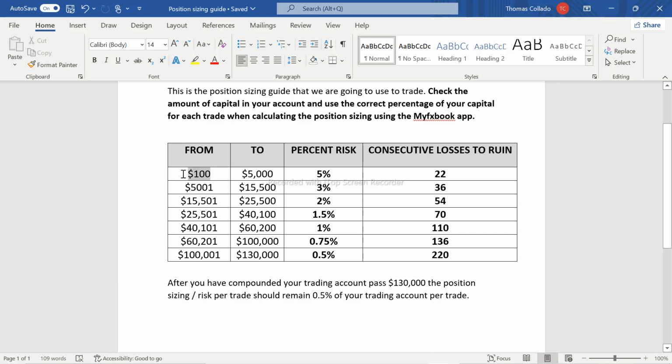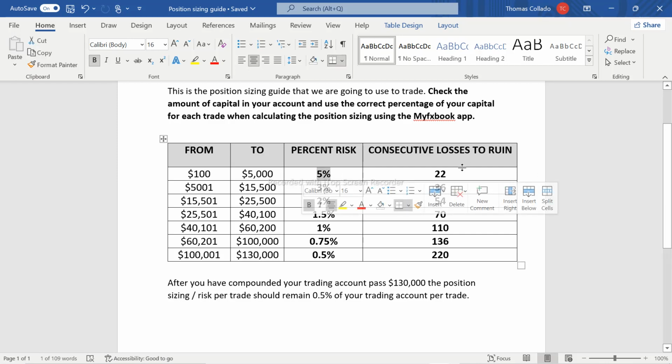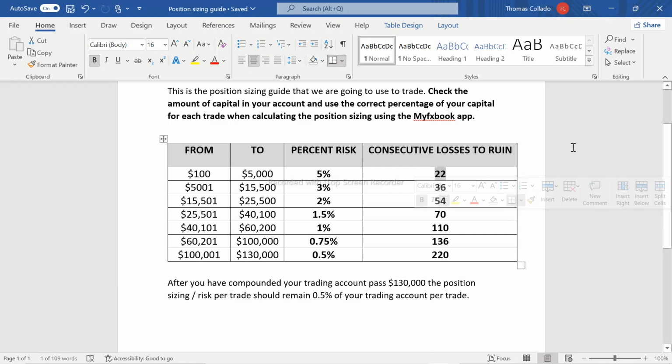Basically, if your capital is between $100 and $5,000, you're always going to risk 5%. You're always going to risk 5%, right? So for you to lose this capital, it will take you around 22 losses in a row, which, as you saw before, compared to 10 losses in a row, basically doesn't exist. So you have to lose 22 times in a row to lose this capital, right?